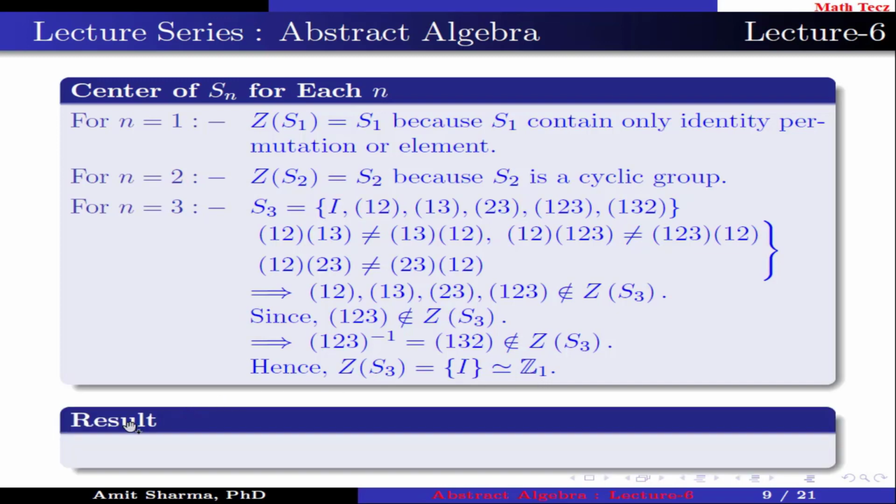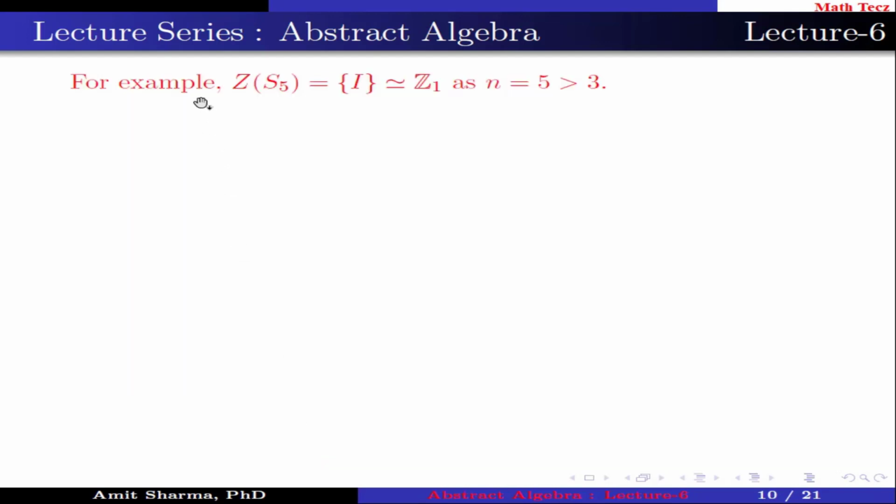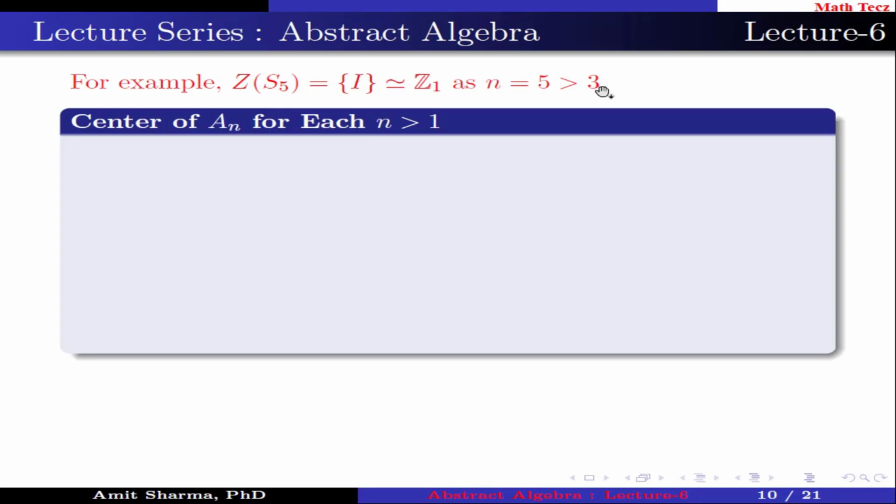Next is the result. The center of Sn for n greater than or equal to 3 is equal to the identity, which is isomorphic to Z1. For example, the center of S5 is the identity, which is isomorphic to Z1 as n equal to 5 is greater than 3. Next is the center of An for each n greater than 1.